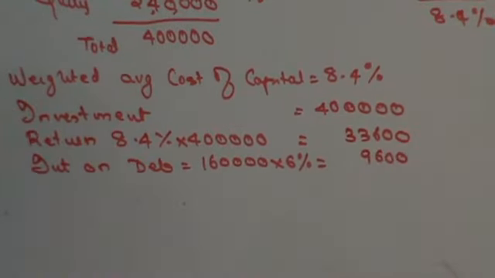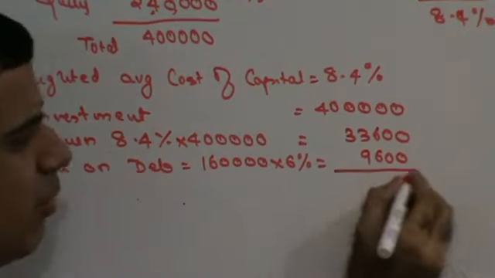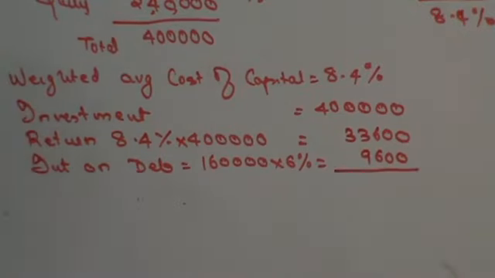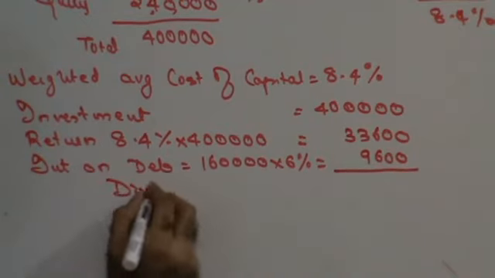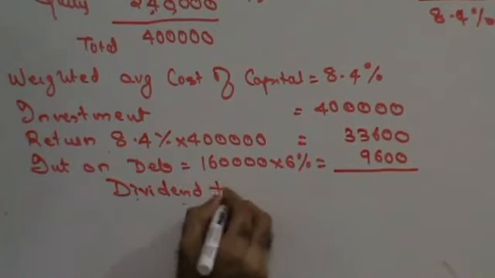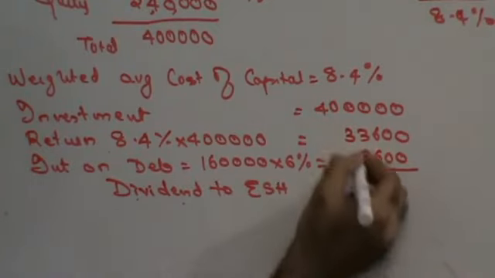4 lakhs is my total investment. On debt and equity combined together, I have to pay 33,600. Right? On debt alone, I have to pay 9,600. That means how much is the dividend that has to be paid to the equity shareholders? Dividend to equity shareholders is going to be the difference.